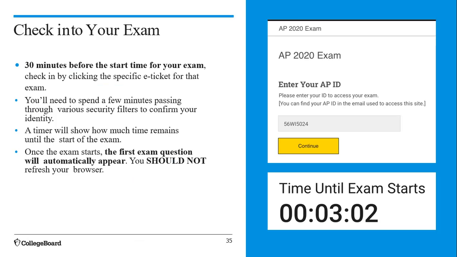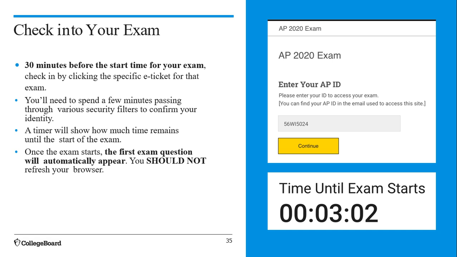All right. Check in for your exam 30 minutes before the start time. So for your exam, check in by clicking the specific e-ticket for that exam. You'll need to spend a few minutes passing through various security filters to confirm your identity. So again, more security. Doesn't matter if you check in 1 minute before the exam. You still got to go through these before you start the exam, and the exam still starts at the time it says it starts. A timer will show how much time remains until the start of the exam. Now, supposedly this timer can be shrunk down. Don't shrink it down.